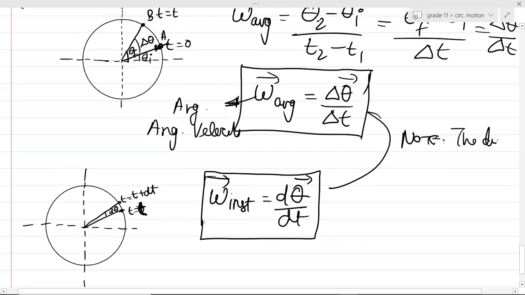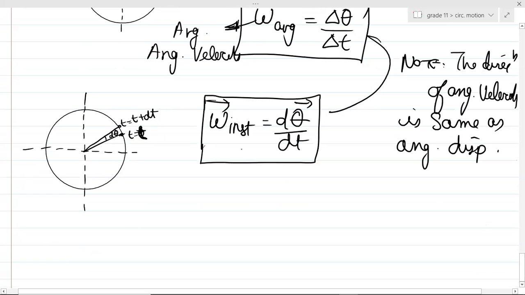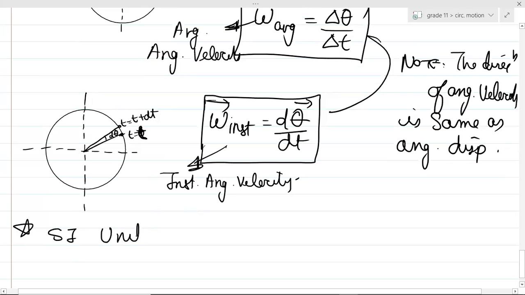The direction of angular velocity is the same as angular displacement. Okay. So this is your angular velocity, instantaneous and average. What is the SI unit? SI unit is basically.